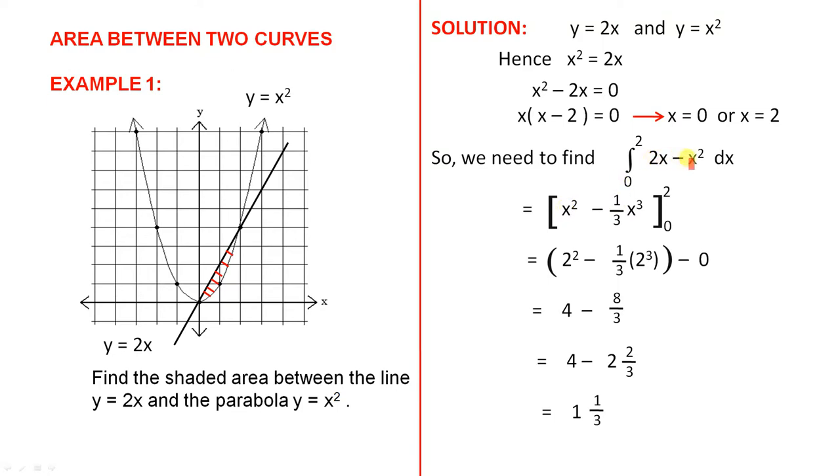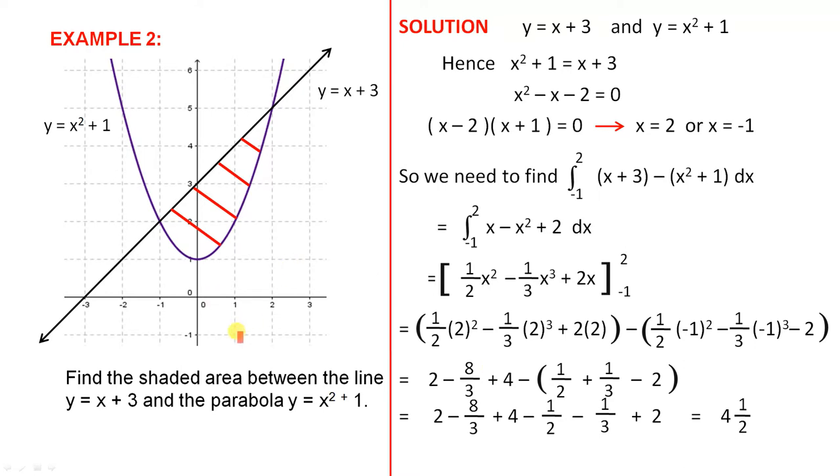So when we integrate 2x minus x squared, we get that part there. When we substitute 2 in, we get that part there. Minus, when we substitute 0 into that expression, we get 0. Simplifying that part gives us 4 minus 8 over 3, which is 4 minus 2 2/3, which is 1 1/3. So the area between the line and the curve is 1 1/3. Now you can pause the video at any time and go through that very slowly to check it out.